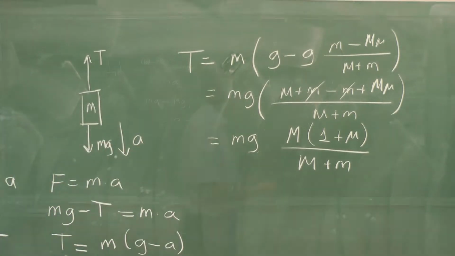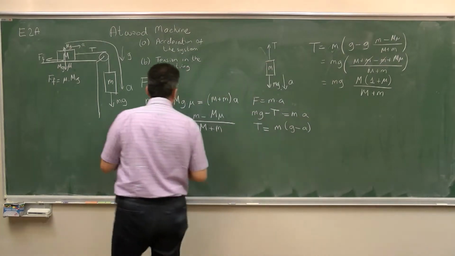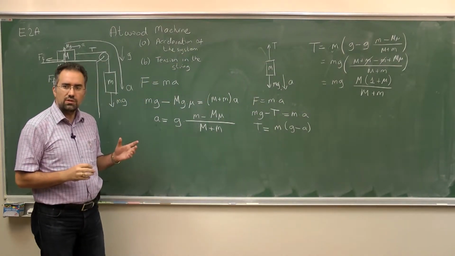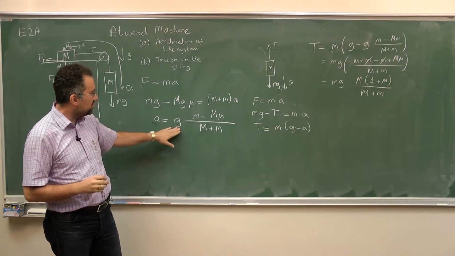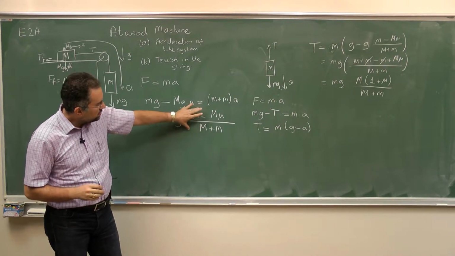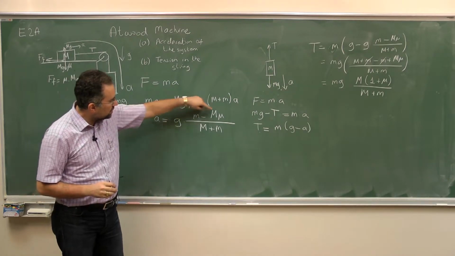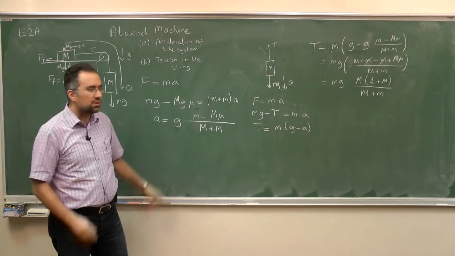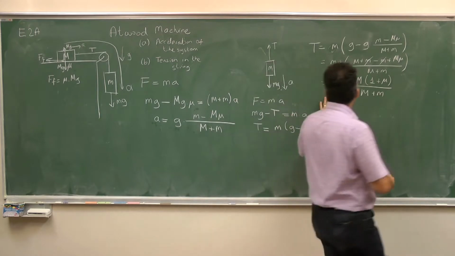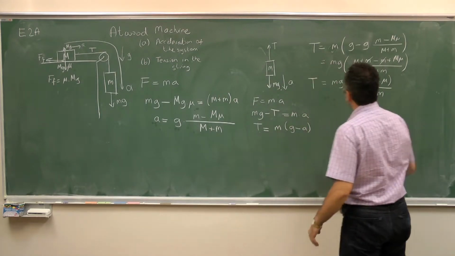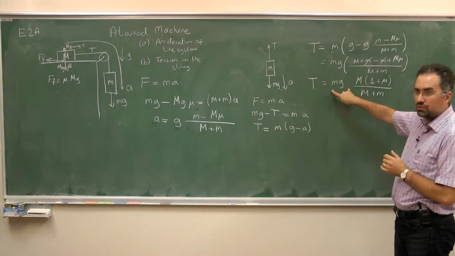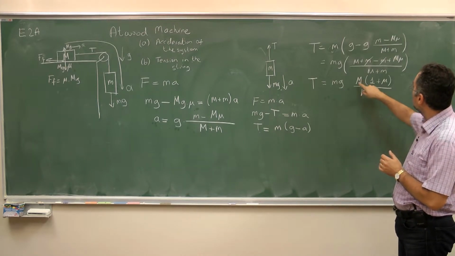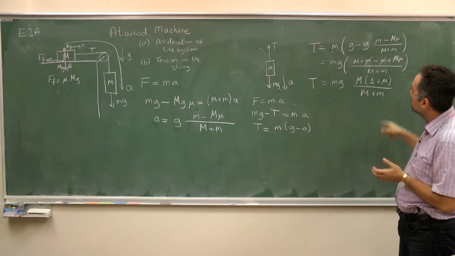Good. So let's see if our units are right for both answers. In here, I have an acceleration. Well, g is an acceleration. So this part better be unitless. Well, it's mass over mass. It's unitless. I'm fine. Over here, tension is supposed to be a force. Mg is a force. So I'm happy with it. This part is, again, M over m plus M. Makes sense.